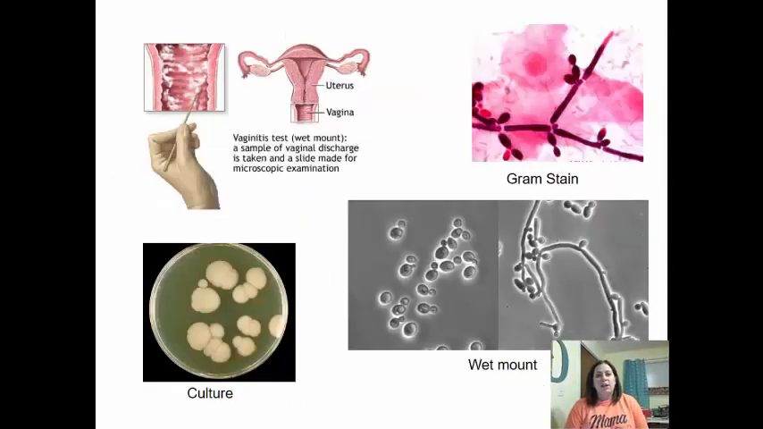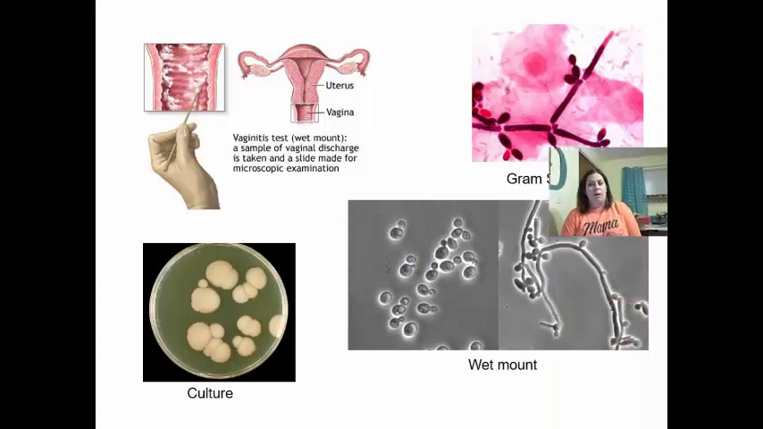We take a look here at the vaginitis test with the wet mount. You take a sample of the vaginal discharge and put it on a slide for examination. With the wet mount, we can be looking for structures that are more filamentous or yeast-like. We can also then culture it as well.